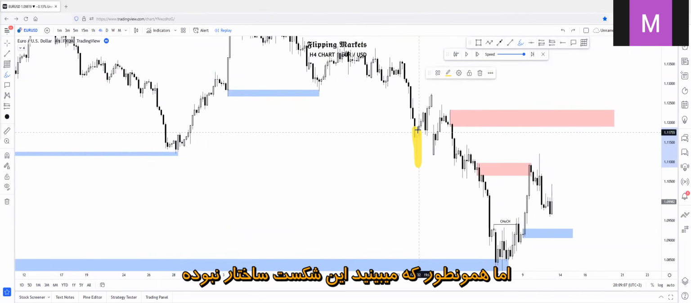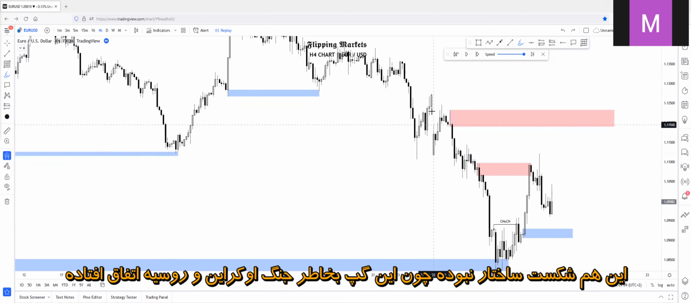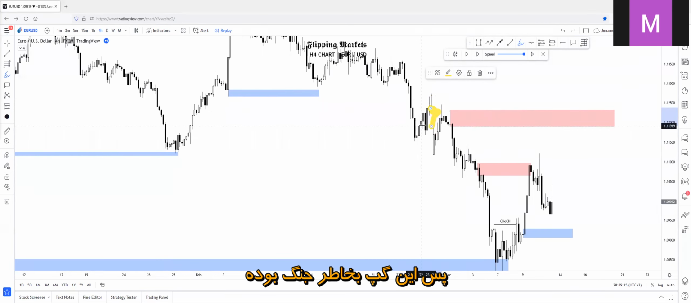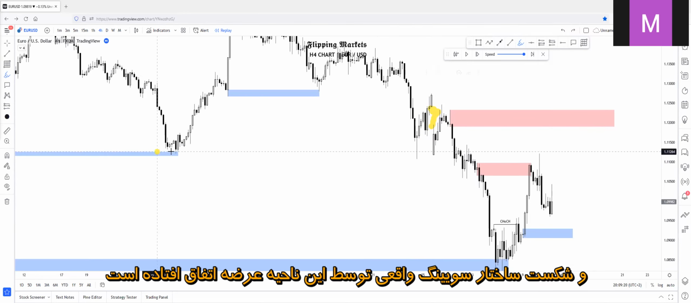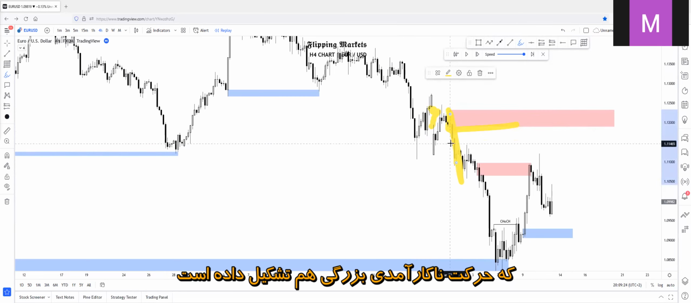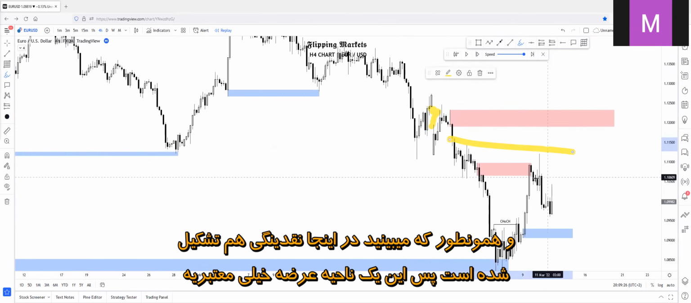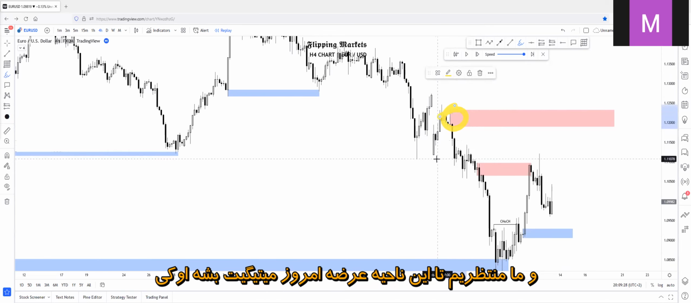As you can see, this wasn't a break of structure, because this movement, this gap right here, was caused by the Ukrainian-Russian war. And this gap was caused by that war. So basically, this doesn't count as a break of structure. The real swing break of structure was caused by this supply level up here with a huge inefficient movement to the downside, as you can see. And it also has liquidity right here. So this is a pretty valid supply, and we are waiting for this supply to be tapped today.